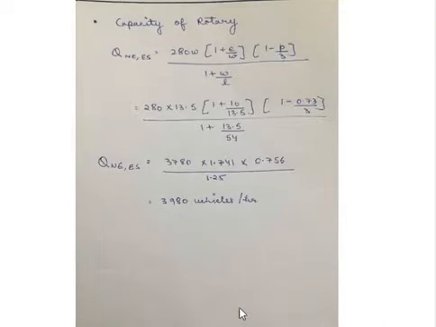Now we'll calculate the capacity of the rotary. It is calculated by the formula 280W (1 + E/W)(1 - P/3) / (1 + W/L). We have calculated all the constants, that is W, E, P and L. We'll keep it in the formula, and the capacity of the rotary will be coming out to be 3980 vehicles per hour.